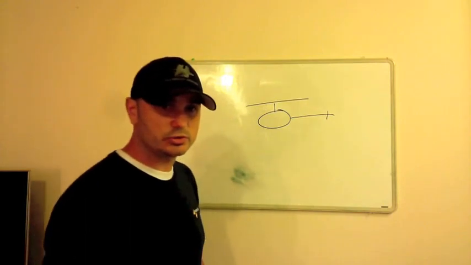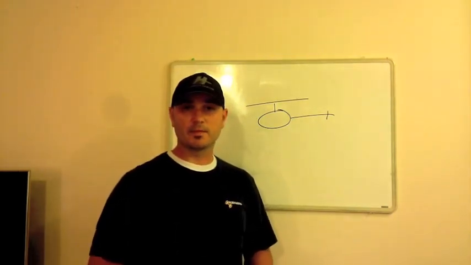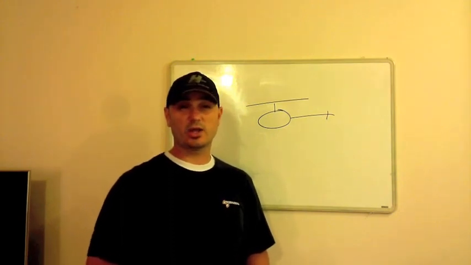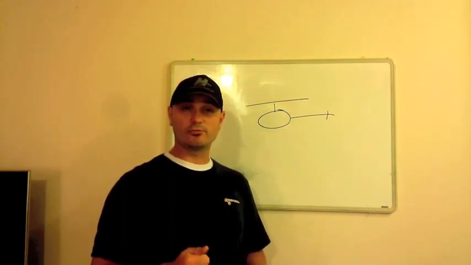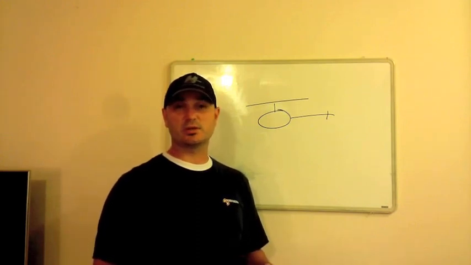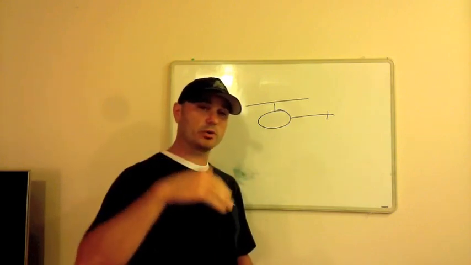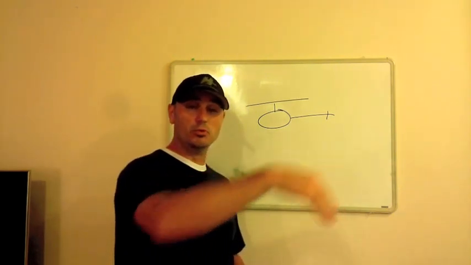So we're going to assume that we're already in a hover. And to achieve forward flight in a helicopter, we have to have a forward movement of the cyclic. When we have a forward movement of our cyclic, the rotor disc will then tilt forward, allowing us to move forward with the helicopter.